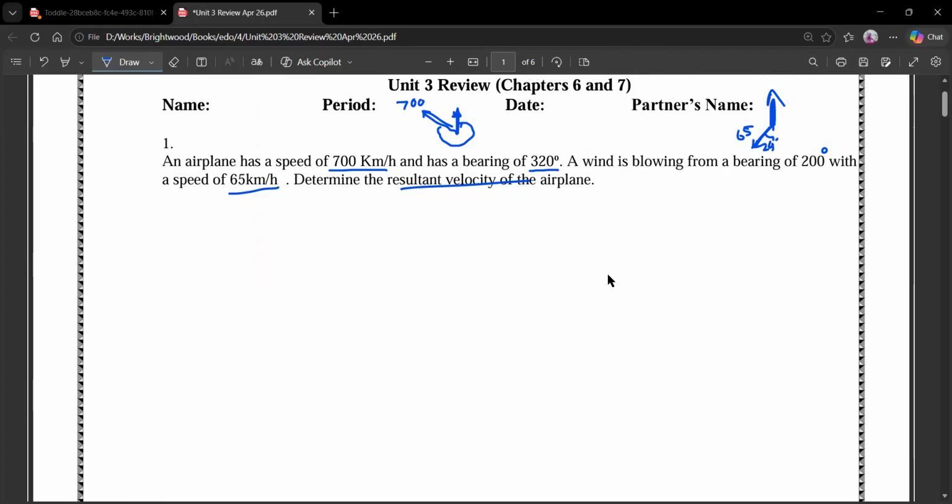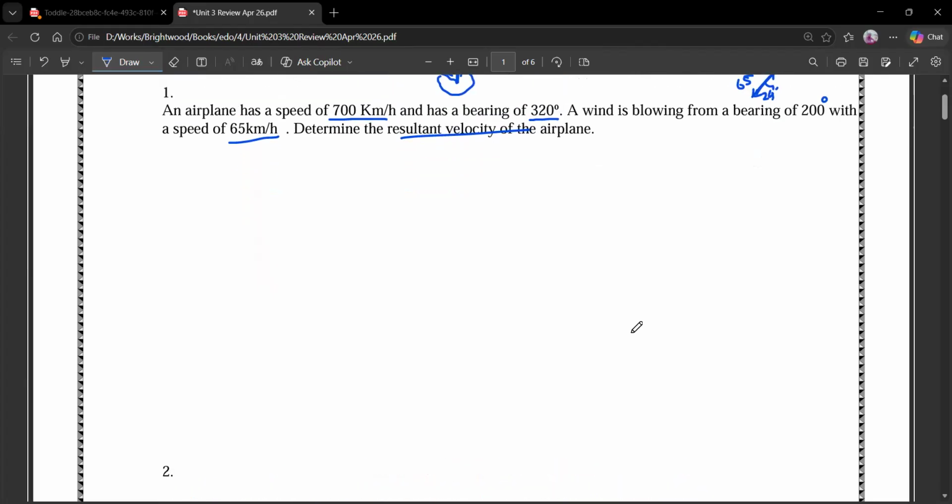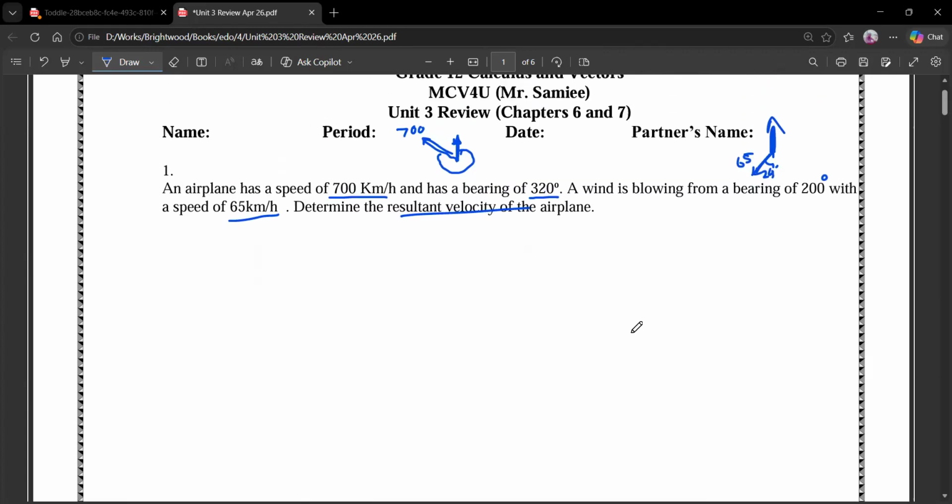Okay, so now they're asking for the airplane velocity with the wind velocity, and you have to think of both of them. According to the data, determine the resultant velocity. If you consider these two, you have to take the resultant velocity. So here, 700 kilometers per hour for this one.